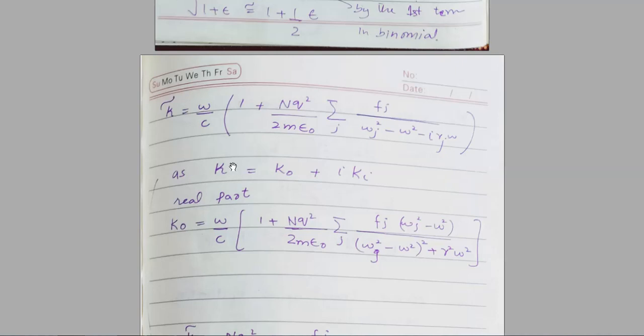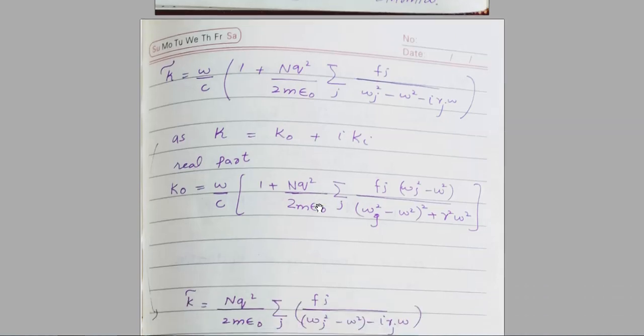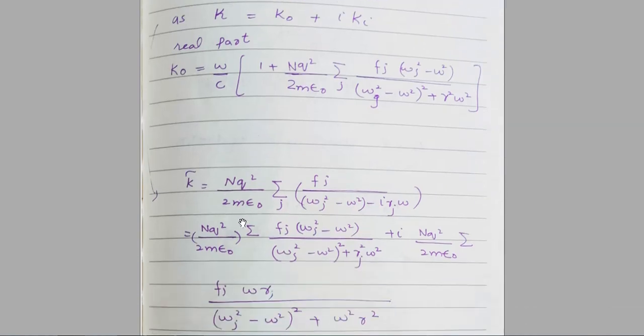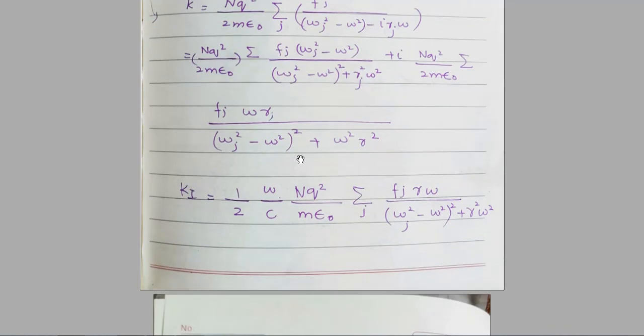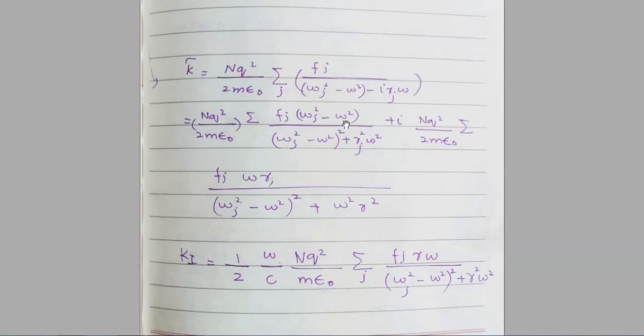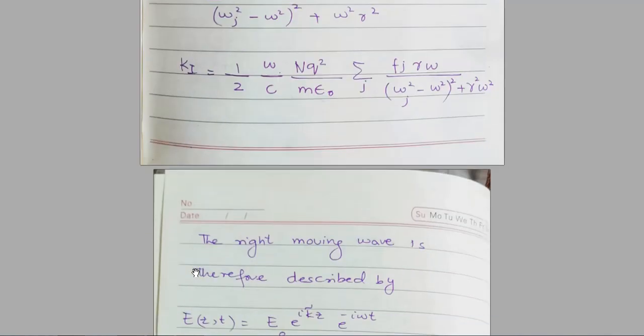Now we have this complex wave vector. Any complex number can be written as the sum of its real part and its imaginary part. So you do some simple steps and simple mathematics. We have the real part of the wave vector and the imaginary part of the wave vector. We have just multiplied by a factor and then solved it. We assumed the complex wave vector in the form of this equation, and then derived the imaginary part and the real part.